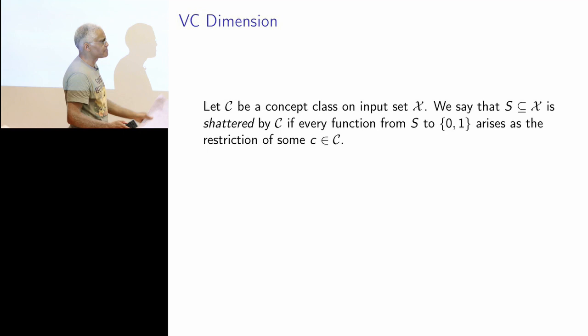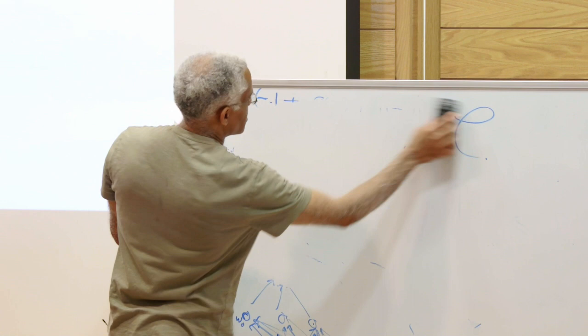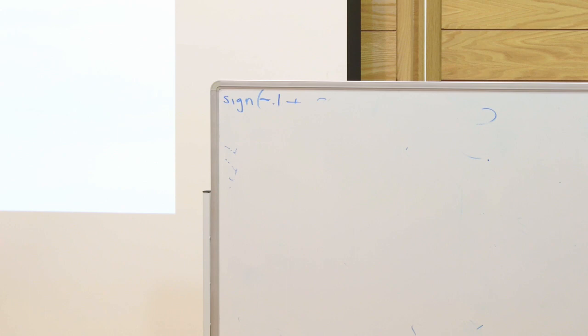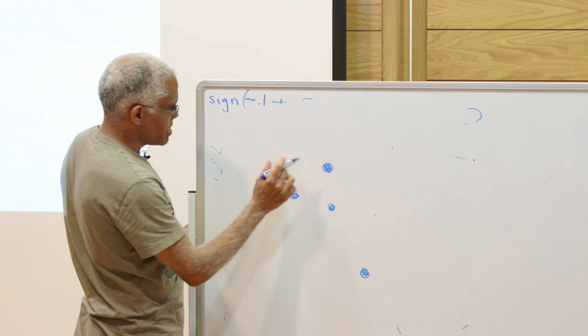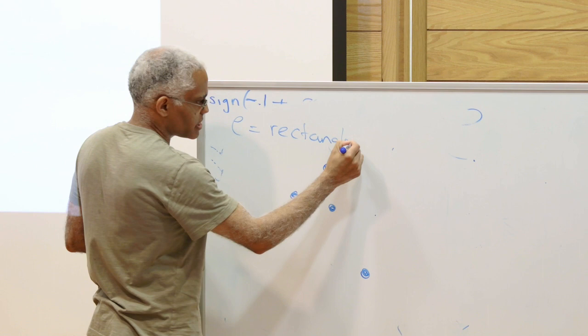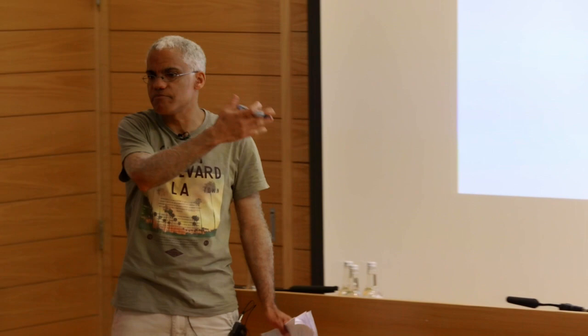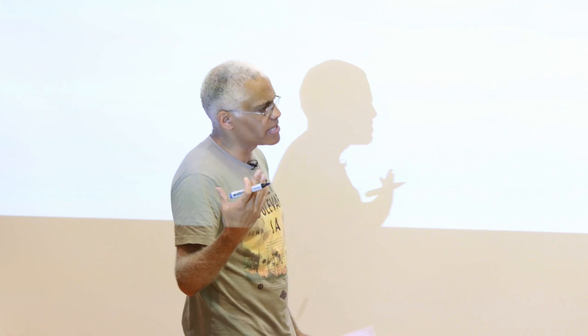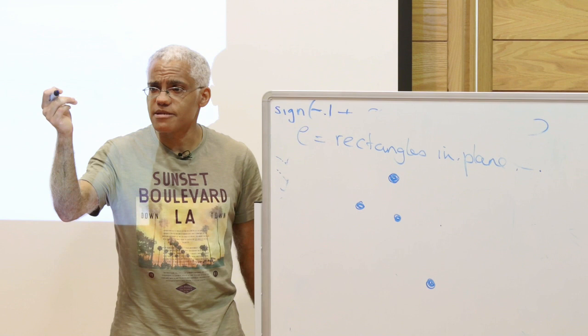Here is an example. Let's take the input space R2, and here's a set of four points in R2. Let C be rectangles in the plane. Is this set shattered by rectangles in the plane? Every labeling of positive and negative has to be realizable by some concept. So only answer if you don't know the answer, since it's cheating if you do know the answer.